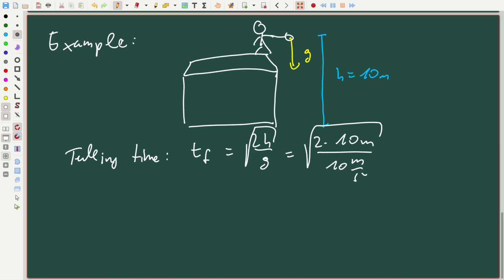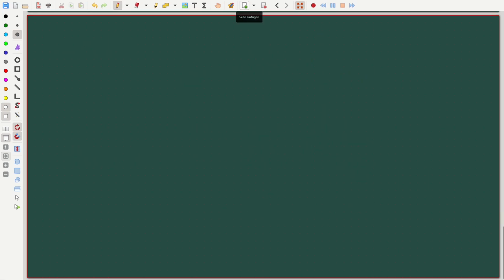And regarding the units, this meter cancels out, and s square remains, and the square root of s square is of course s. So our falling time is nothing else than square root of 2 seconds, and we know already that square root of 2 is approximately 1.4 seconds for the falling time of that object. This is in principle everything which we can discuss regarding free falling objects. So now we talk about the vertical throw, which is very similar, as I said before, but we can learn a few more things from that.